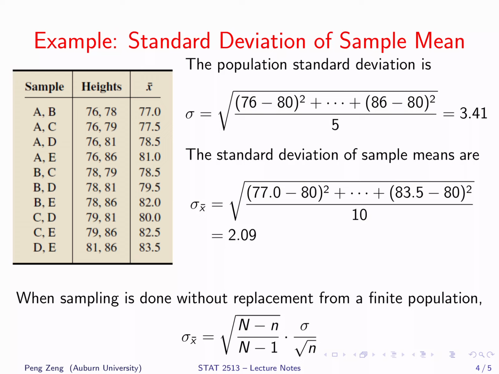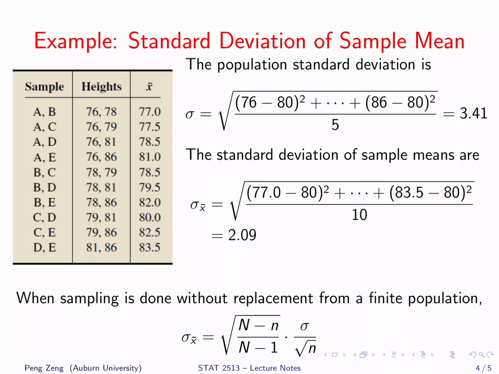Now, let's check the standard deviation. The population standard deviation is 3.41. Notice that when calculating a sample standard deviation, the denominator is sample size minus 1. Here, we calculate the population standard deviation. The denominator is the sample size. We can also calculate the standard deviation of x bar. It is 2.09.